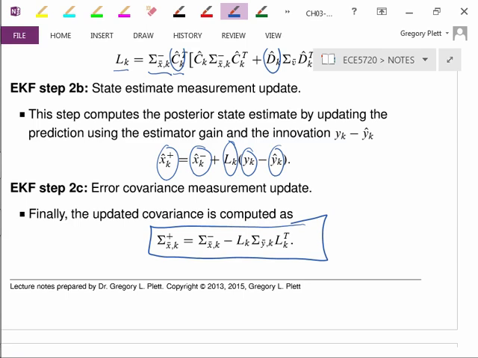So that's the introduction. We're going to next move on to an example of the EKF, including some code to implement an EKF, and we'll see that it's really not much different from a linear Kalman filter, and it's not that difficult to implement.